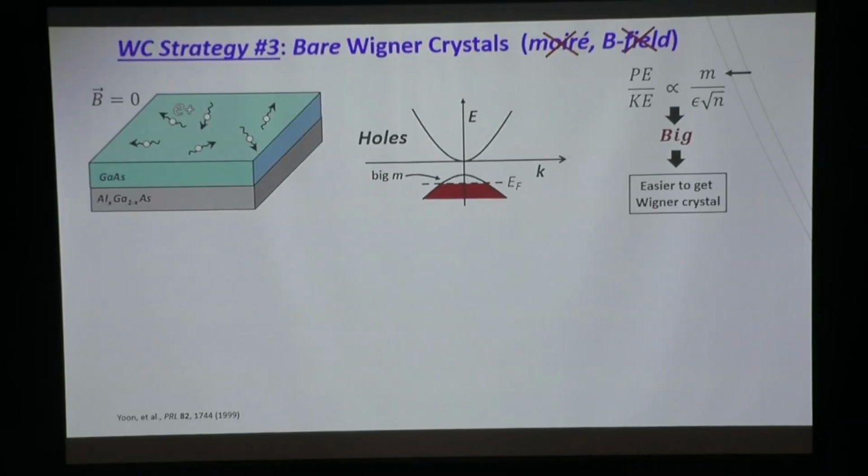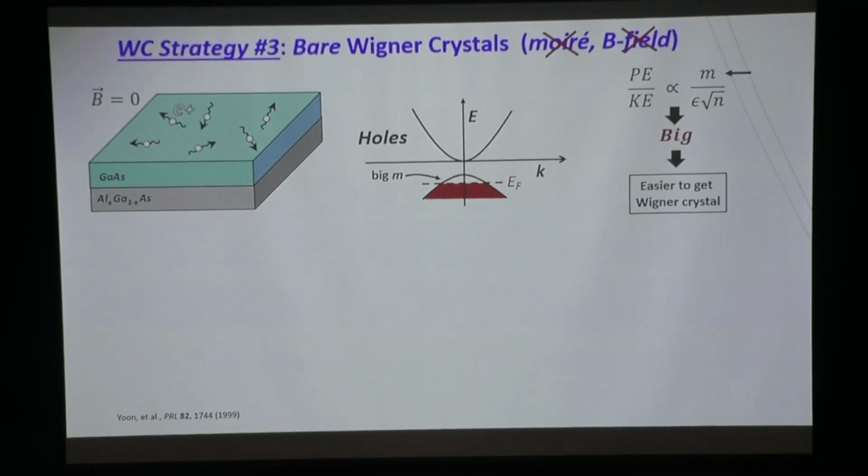But I just want to say other people thought of this before us. Other people have done this a long time ago, and have seen evidence for bare Wigner crystals. Even in the 90s, people were doing this. I will mention one experiment, done by Shayegan's group in 1999. They took gallium arsenide on top of aluminum gallium arsenide. So they have this interface, and instead of adding electrons to the interface, they added holes.